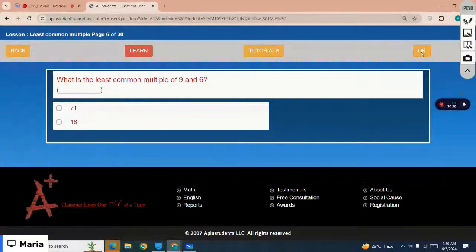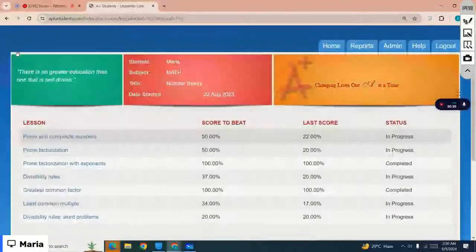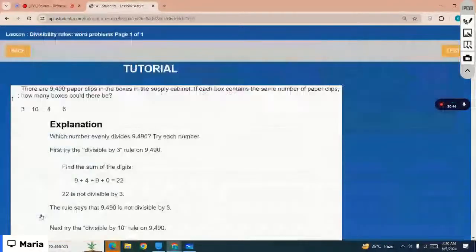The correct option is 18. Okay, you can complete the lesson by yourself later today. Let me just move on to the next lesson. The next lesson is divisibility rules, word problems. Let's just start with the next lesson, right?